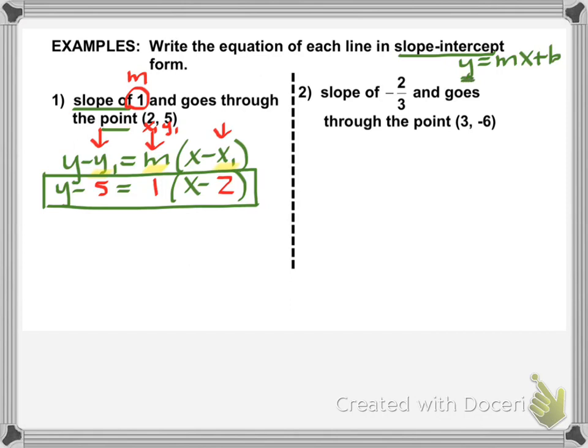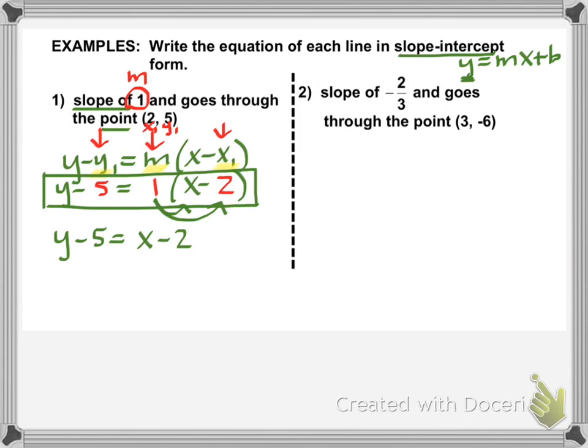Okay, so the very first thing we're going to have to do is distribute to get rid of our parentheses. So we're going to distribute that 1 to the x and to the minus 2. So we'll have y minus 5 on the left equals 1 times x is just 1x or x. 1 times negative 2 is negative 2. So what's in the parentheses actually didn't change because we were multiplying by 1, and multiplying by 1 doesn't change the value. But now our parentheses are gone.